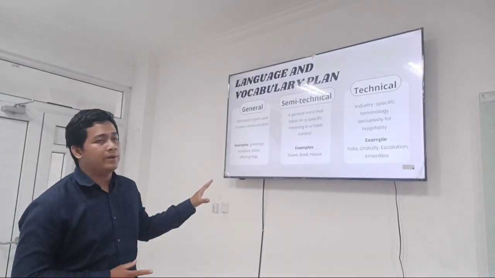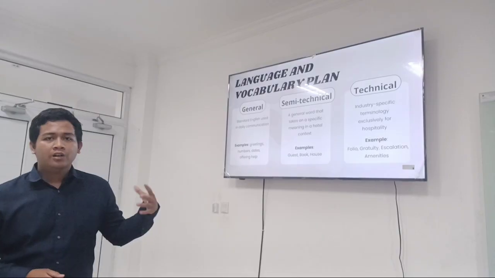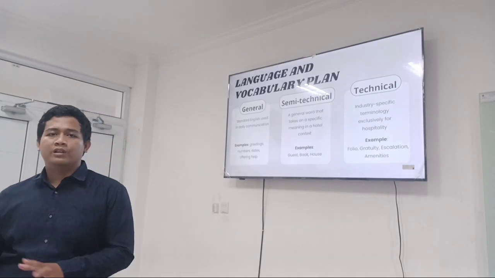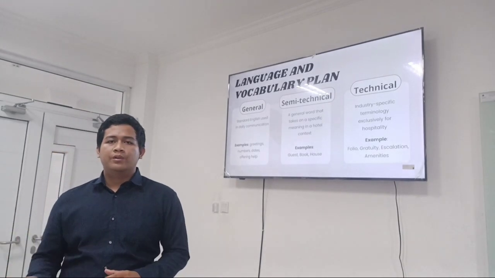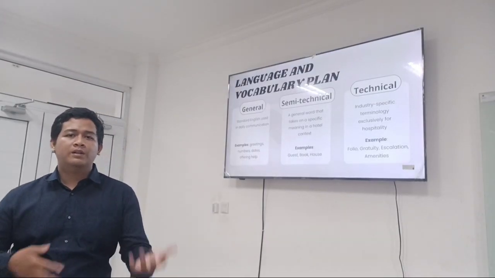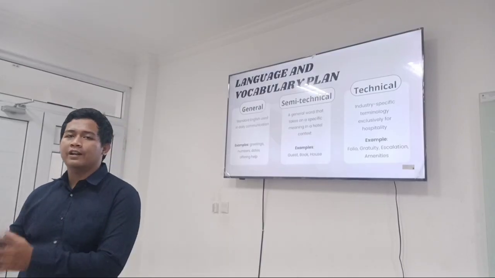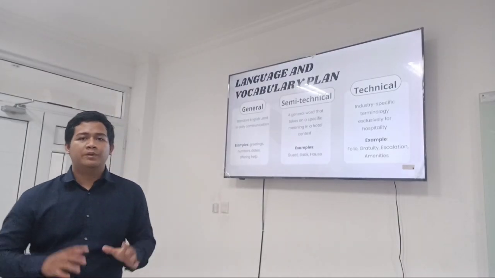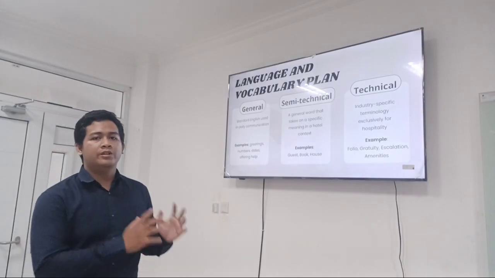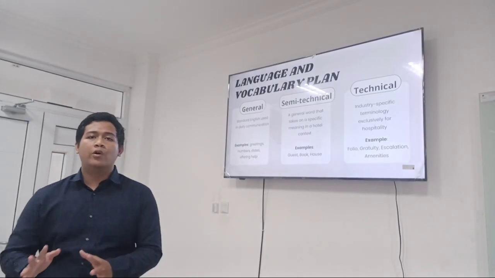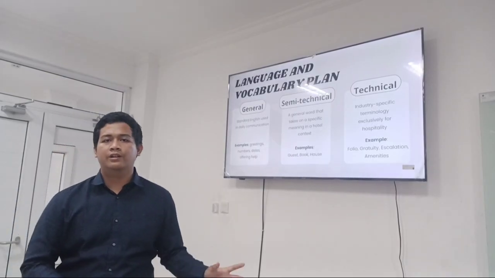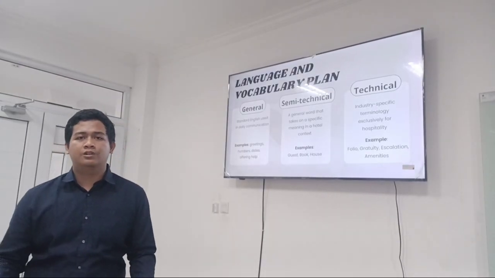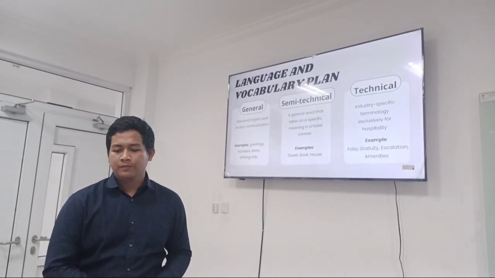And the next one is semi-technical. It consists of common words that carry specific meaning in a hotel context. For example, words like suite, bird, or house have a more special meaning when used in a hospitality setting. And the technical vocabulary refers to industry-specific terms that are used exclusively in hospitality, such as folio, gratuity, escalation, amenity, and so on. This vocabulary is essential for professional credibility.